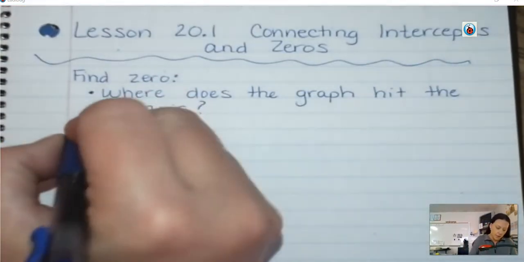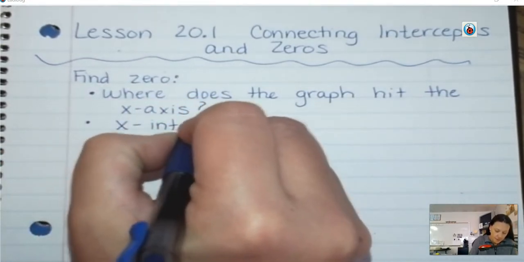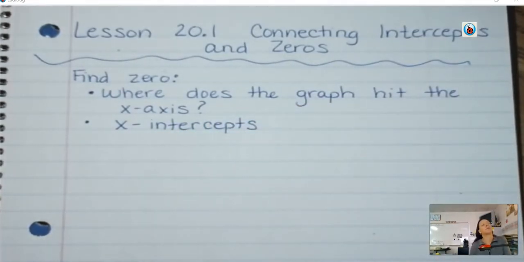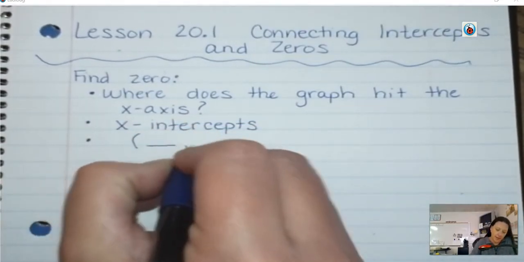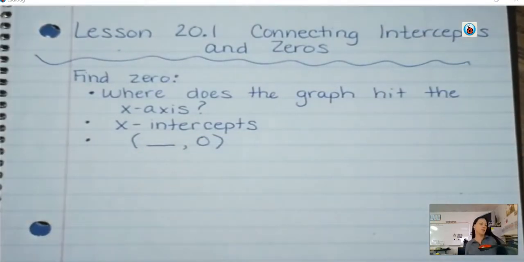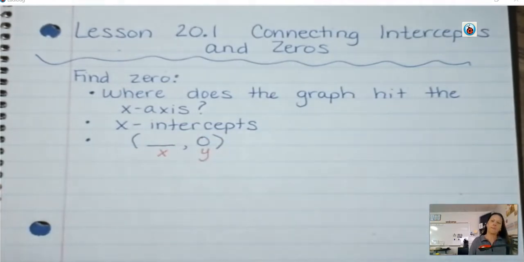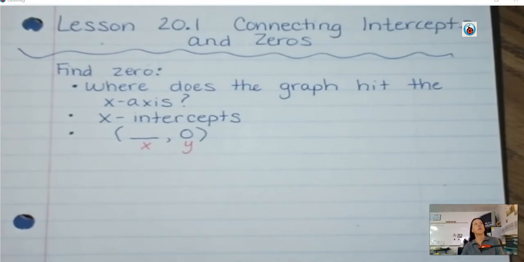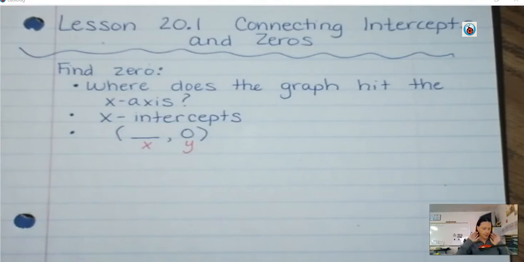Or another way you can think of it is it's asking for the x-intercepts. Or as points, those are listed as blank, comma, 0, because whenever we have a point, it's always x, comma, y. So anytime you have directions that say find the zeros, that's really what it's asking you. And you're going to see this a lot over the next few years for math class.